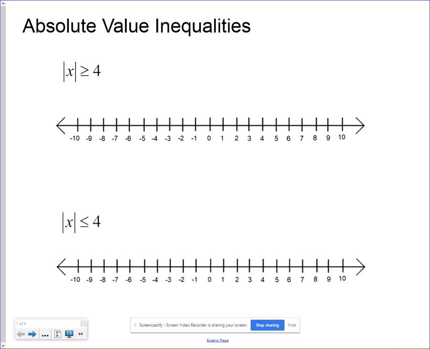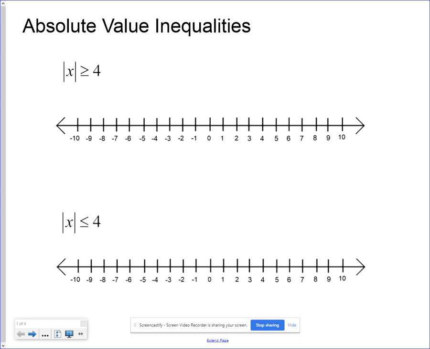Today we're going to be talking about absolute value inequalities. They're very similar to compound inequalities. Let's look at these two examples. We get the absolute value of x is greater than or equal to 4. I want to think about some integers that will make this true.